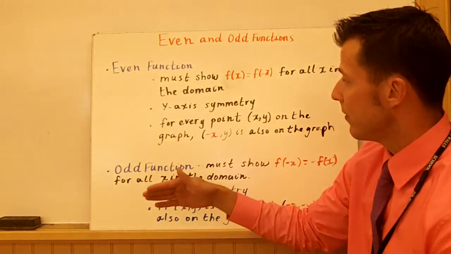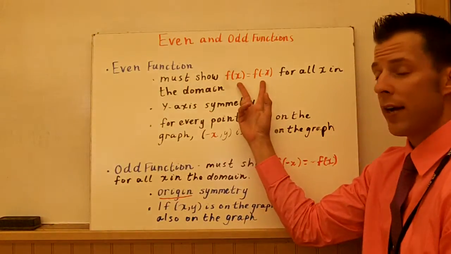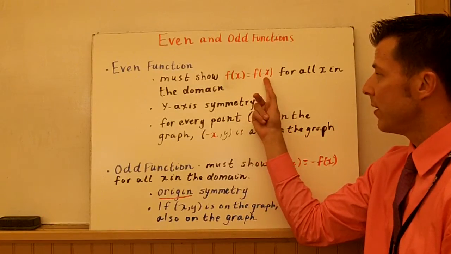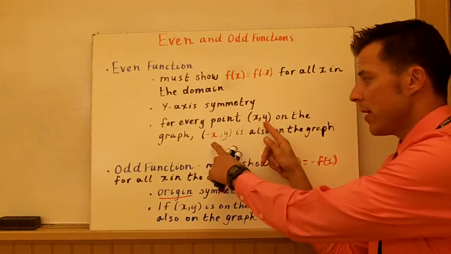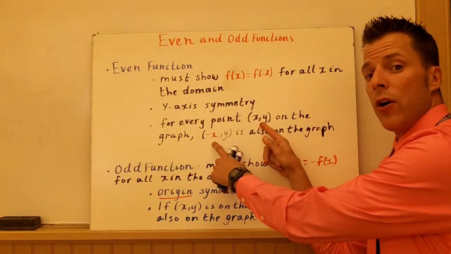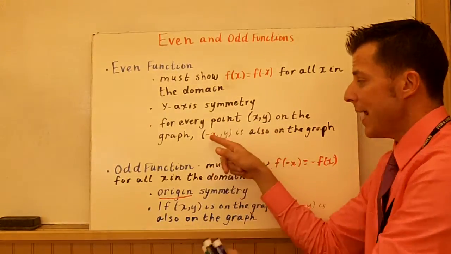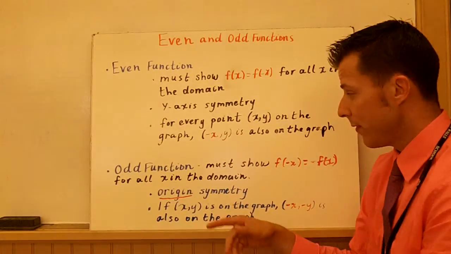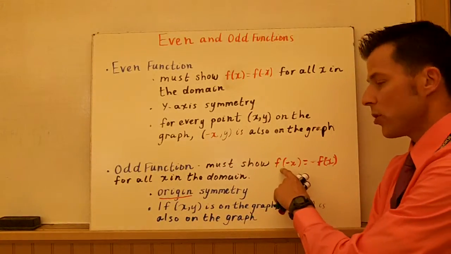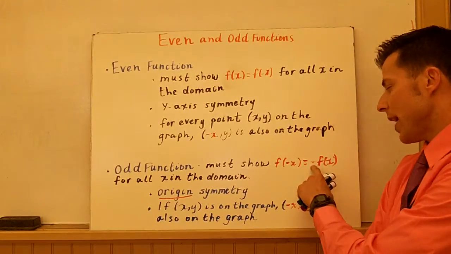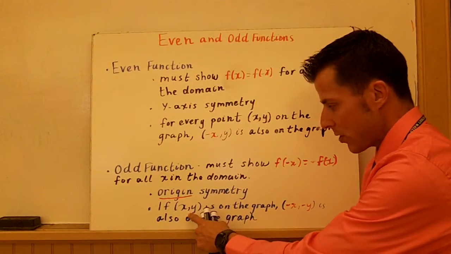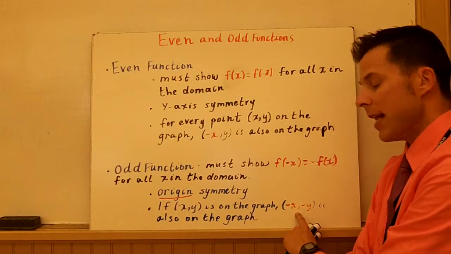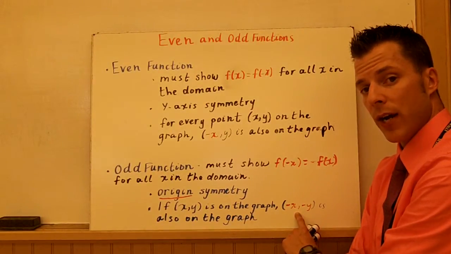So we're talking about even and odd functions. Even, you must show f of x equals f of negative x. It's y-axis symmetry, and here's the big key. If x, y is on your graph, negative x, y has to be on your graph. In odd functions, we're showing f of negative x is equal to the opposite of f of x. It's origin symmetry, and x, y and negative x, negative y would be on the graph. Okay?